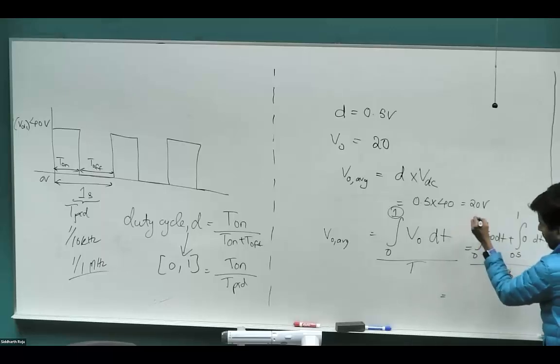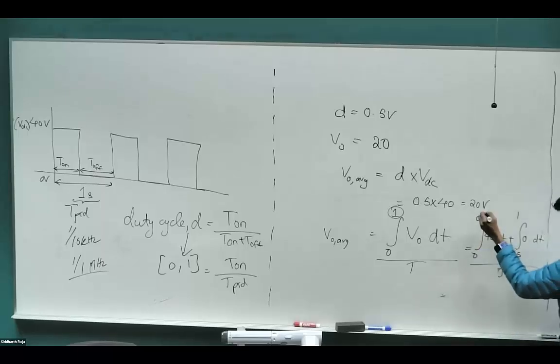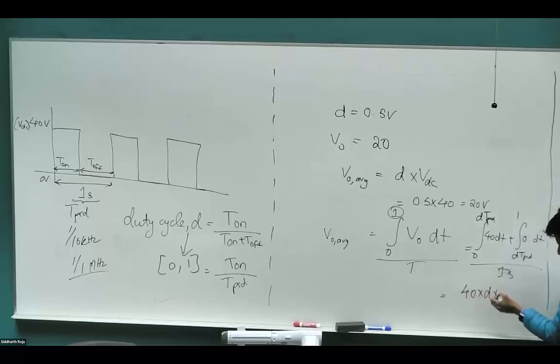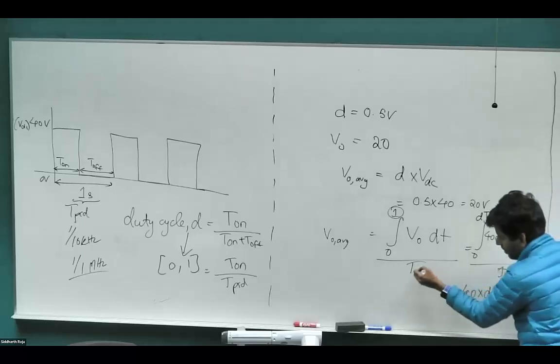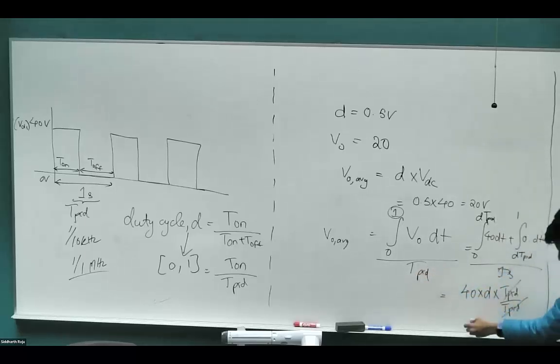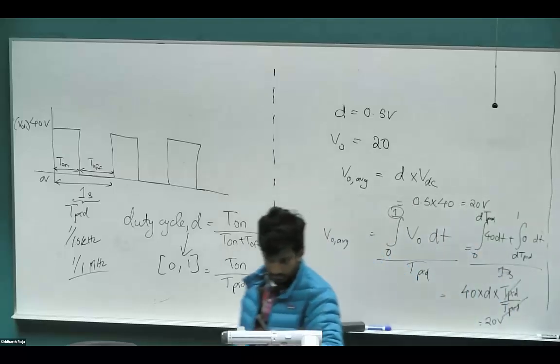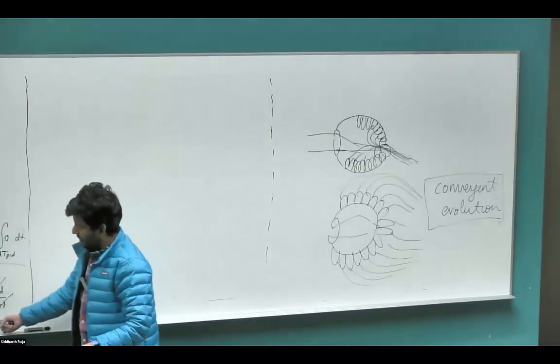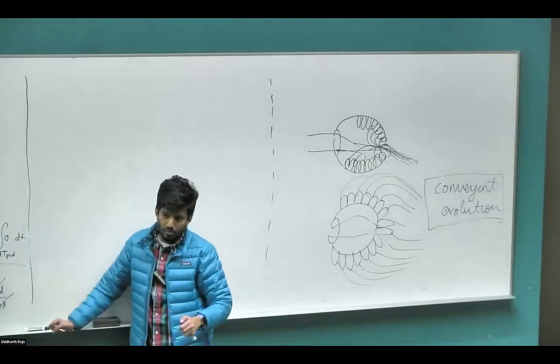Or if you want to derive it for a generic case, you can just put duty cycle times the time period that you have, TPRD. This would be duty cycle times TPRD. So it'll be 40 times duty cycle times TPRD, time period, divided by time period. So this cancels, and you're left with 40 times duty cycle, which ends up being 20 volts in our case. So is this the only component? Can I resolve the voltage that I have there into other components?